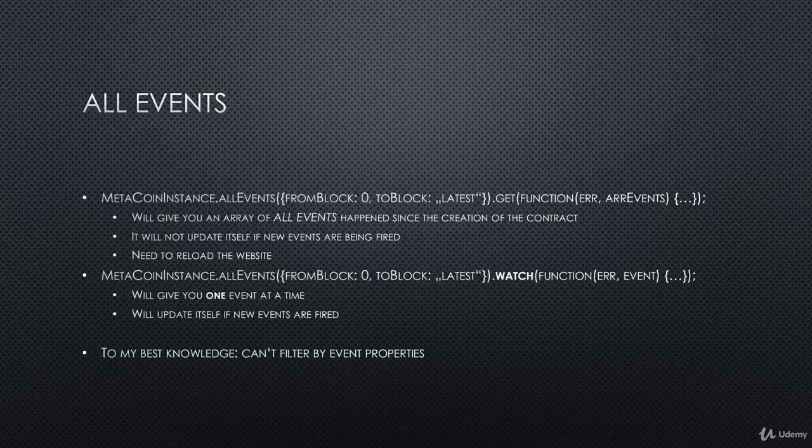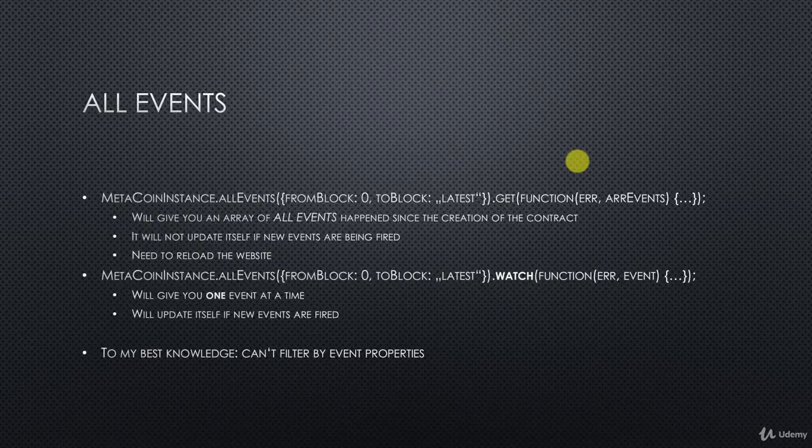In the example of all events, you can call MetacoinInstance.allEvents, and then there is a configuration object which can filter by certain attributes. For example, you can say, I want to have all events from my first block to my last block, and then get. And this one will call a function, an arrow function, and it will give you an array of events. This will give you all events that happened since the creation of the contract, because it starts from the first block and goes to the last block. Also good to know is if you call the get function, it's a one-time operation. This one will not update itself if new events are being fired. In order to get the newest events, if you have the get function, you have to reload the website.